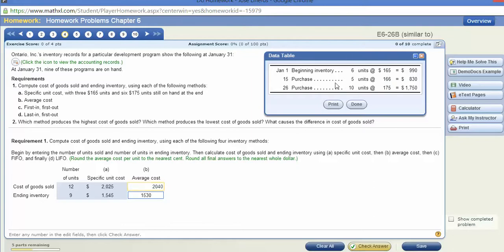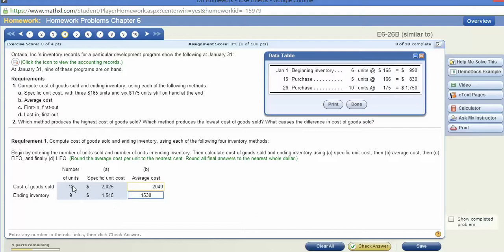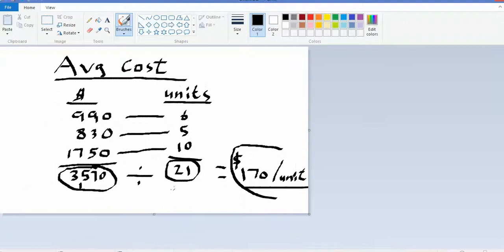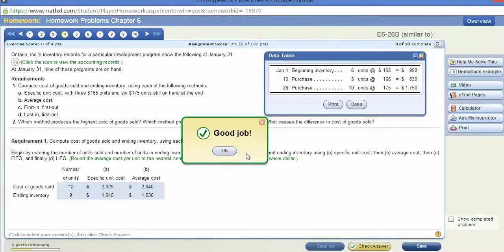Again, pay attention to your layers. Sum up all the units you potentially could have sold throughout the month and the number of dollars worth of inventory you potentially could have sold. Put dollars first, units second, so you can get that nice division left to right, and that gives you the magic amount that is applied against how much is left, because it told you, and how much was sold. Notice that 9 and 12 gives you that nice and neat 21. I hope this helps you as you work through average cost.